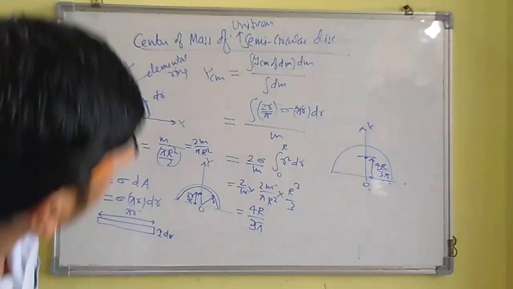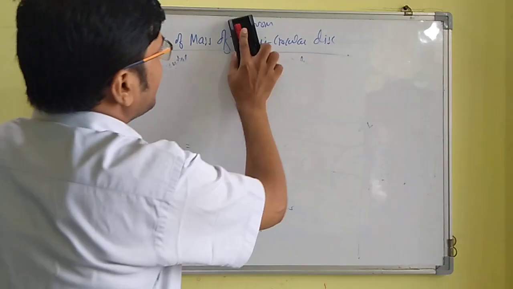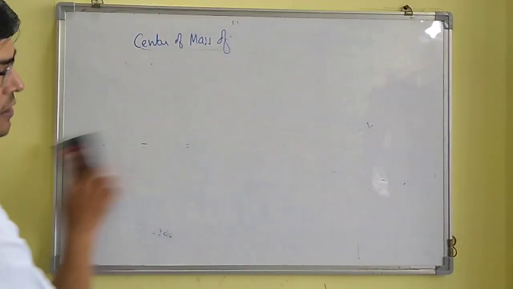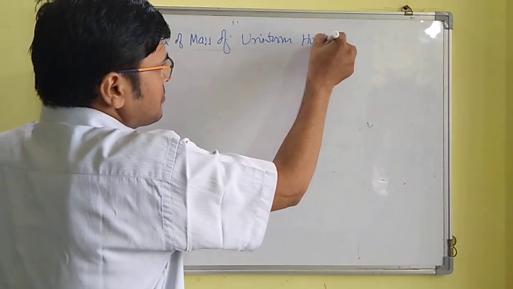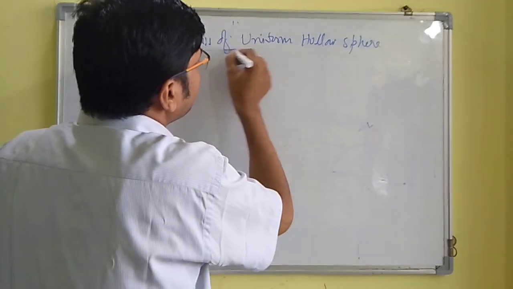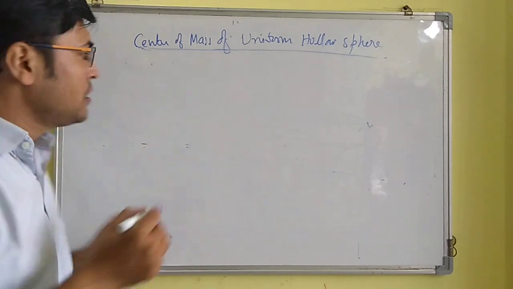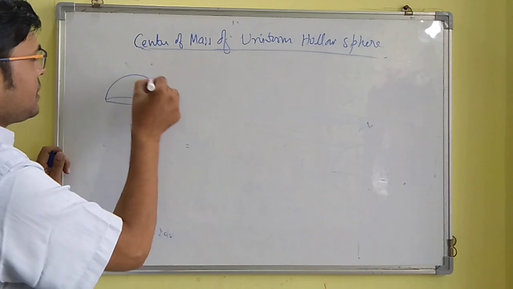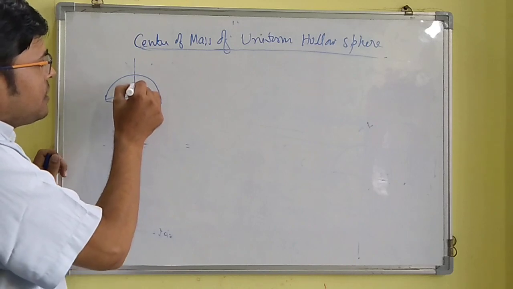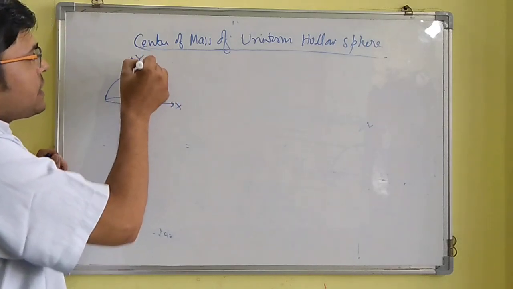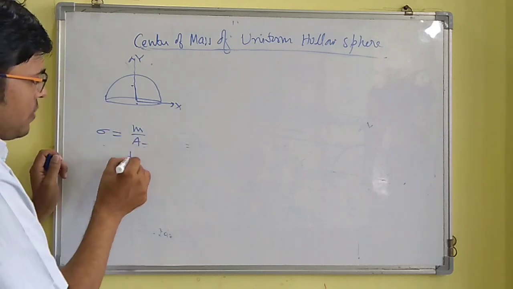Now let's see the center of mass of a uniform hemi-hollow sphere. Now again, as this is a hemi-hollow sphere, there is no mass inside the body, right? All the mass is present at the surface of the body. So again we are going to take surface mass density. Let's first define sigma is equal to m by A, so m by 2 pi r square.